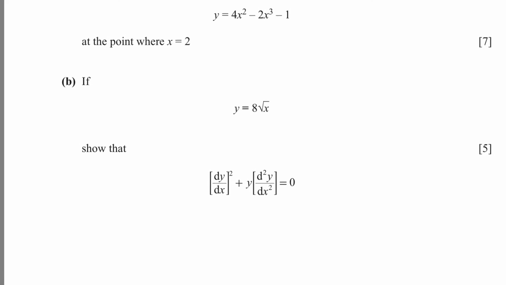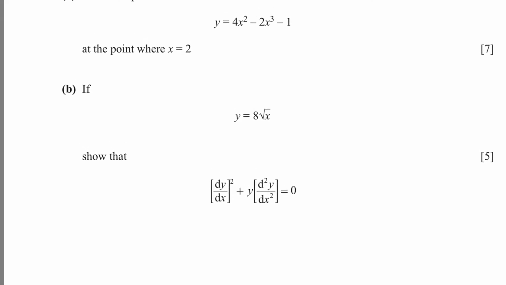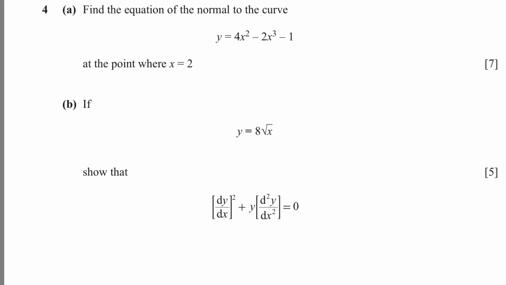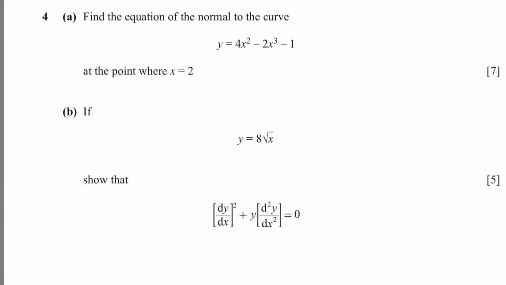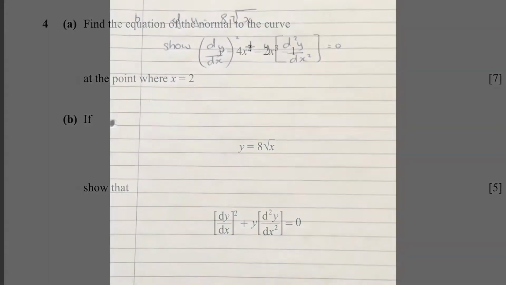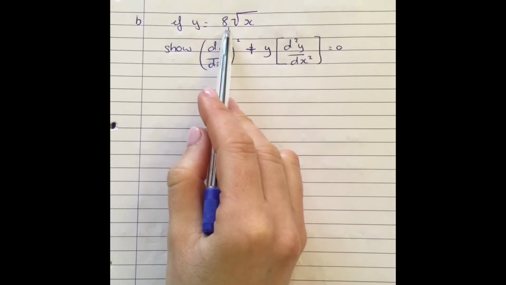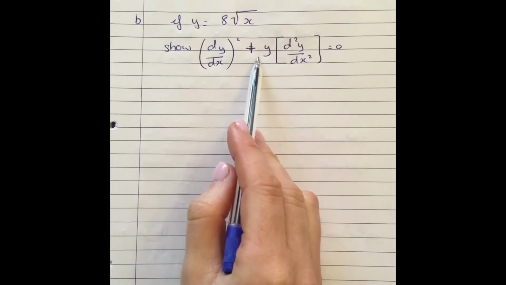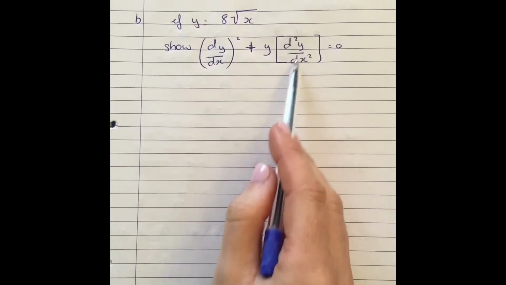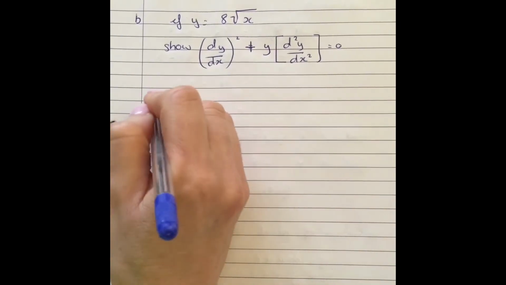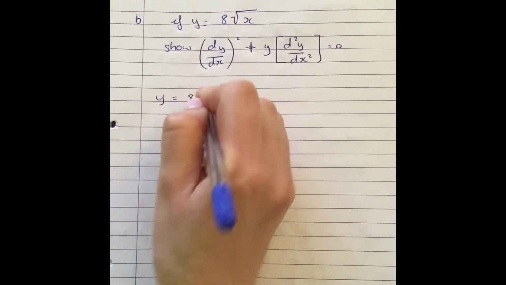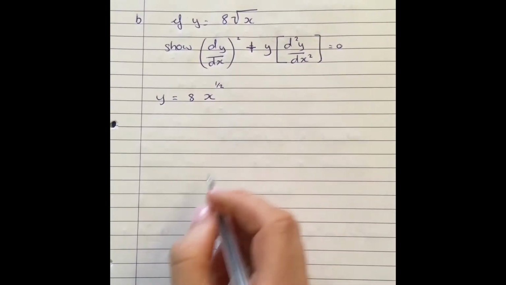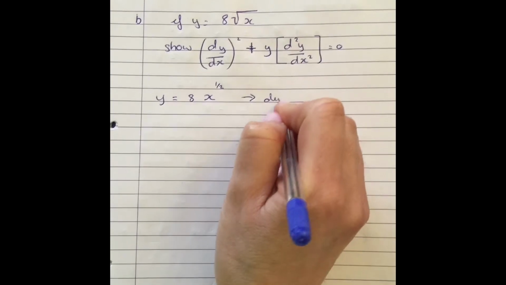The next part of this question says, if y equals 8 times root x, show that dy by dx all squared plus y times d2y by dx squared is equal to 0. So y is actually equal to 8 times x to the power of a half. That is a much nicer format to write in order to find dy by dx.